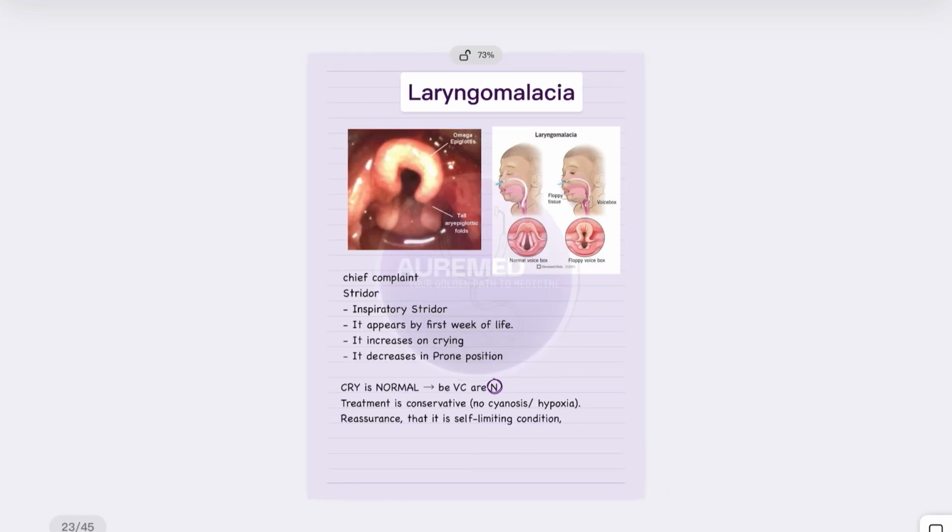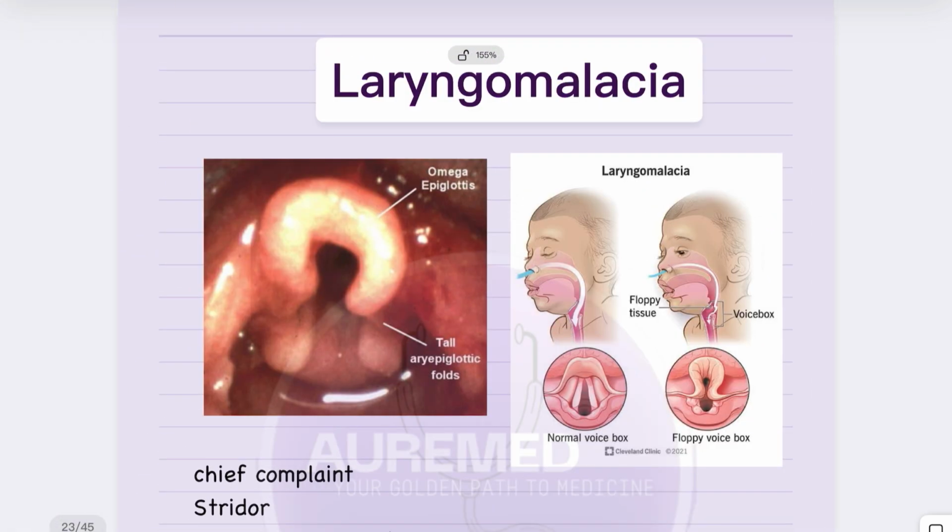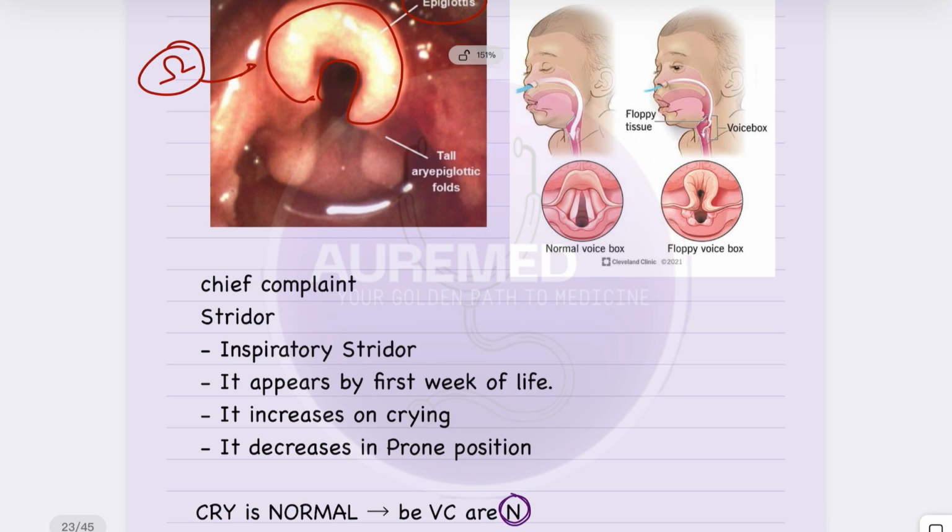Now, this is the difference between croup and epiglottitis. The next topic is laryngomalacia. Why is laryngomalacia important? Because you can see this is epiglottis, but this is not the normal shape of the epiglottis. This is shaped as an omega. As you can see in the picture, omega shape of the epiglottis is called laryngomalacia. What can be seen? Stridor, inspiratory stridor, because obviously epiglottis is affected and epiglottis will cause inspiratory stridor. Glottis and subglottis will cause expiratory stridor.